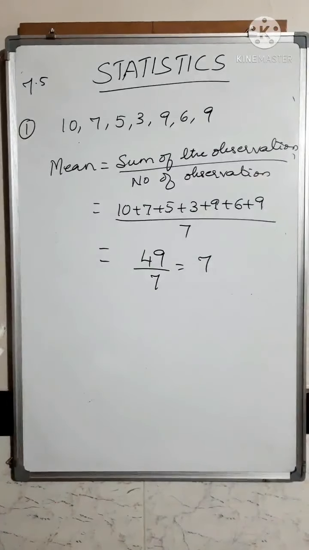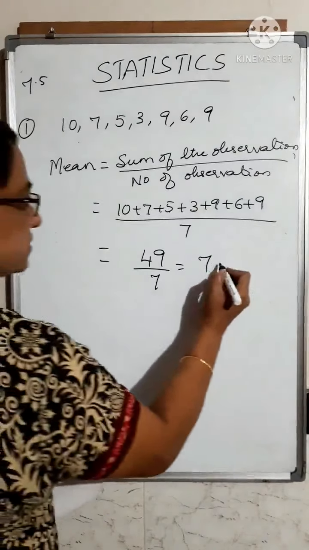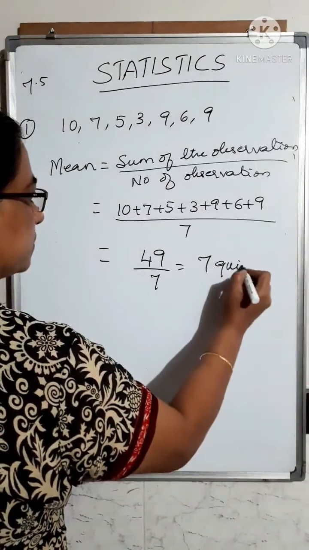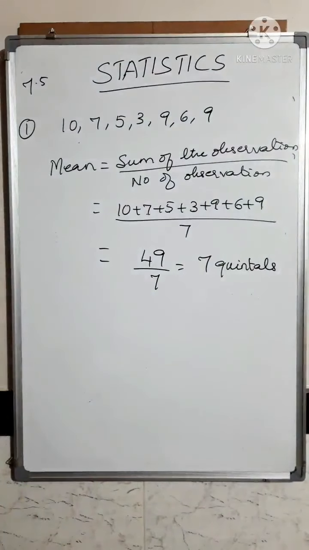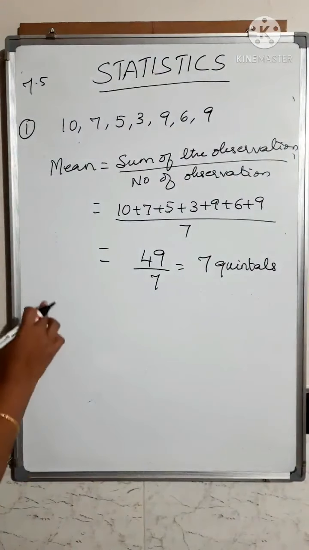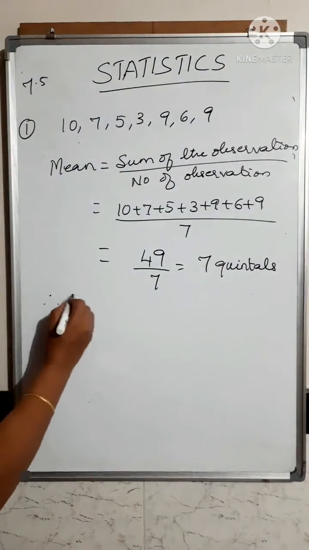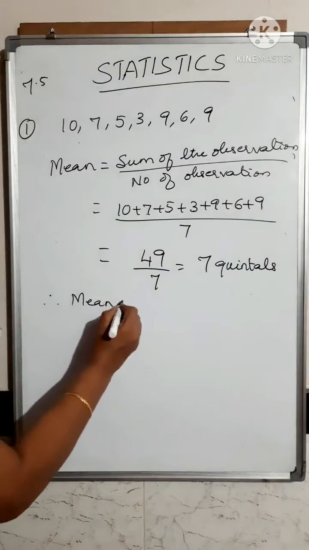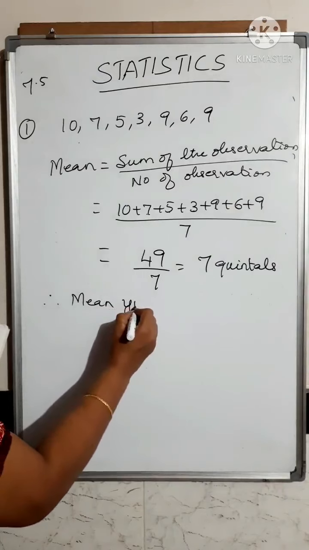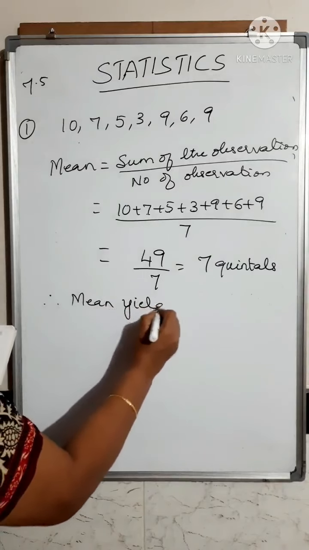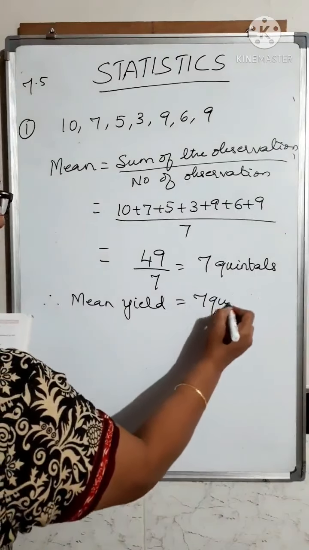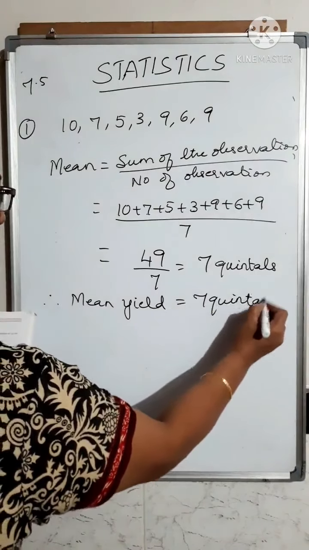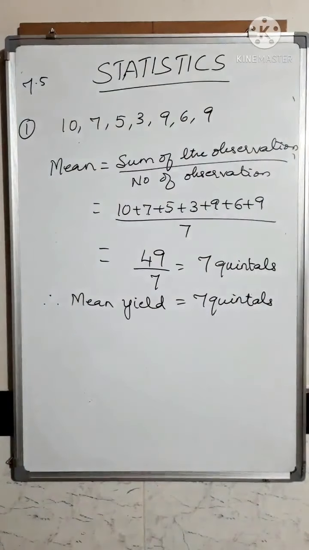This is given in terms of quintals. So you have to write this as 7 quintals. So the final answer then you have to write: therefore the mean yield is equal to 7 quintals. So this completes the problem.